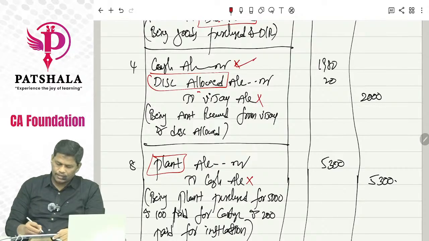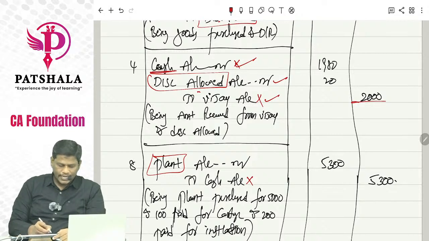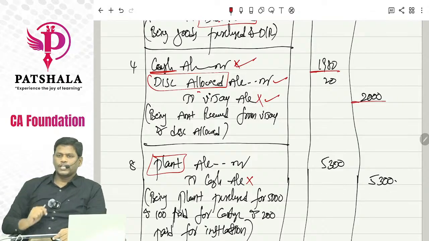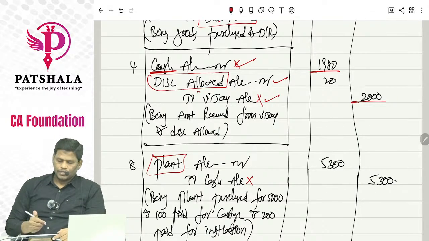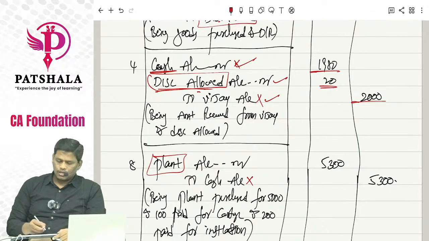Cash debited, discount allowed debited, Vijay credited 2,000. Tell me. Going to cash account, how much should be debited? Reference should be given to Vijay. Going to discount allowed, how much should be debited? Reference should be given to Vijay. Why Vijay? To Vijay. Go to Vijay account. Vijay account should be credited. Reference should be given to cash and discount.